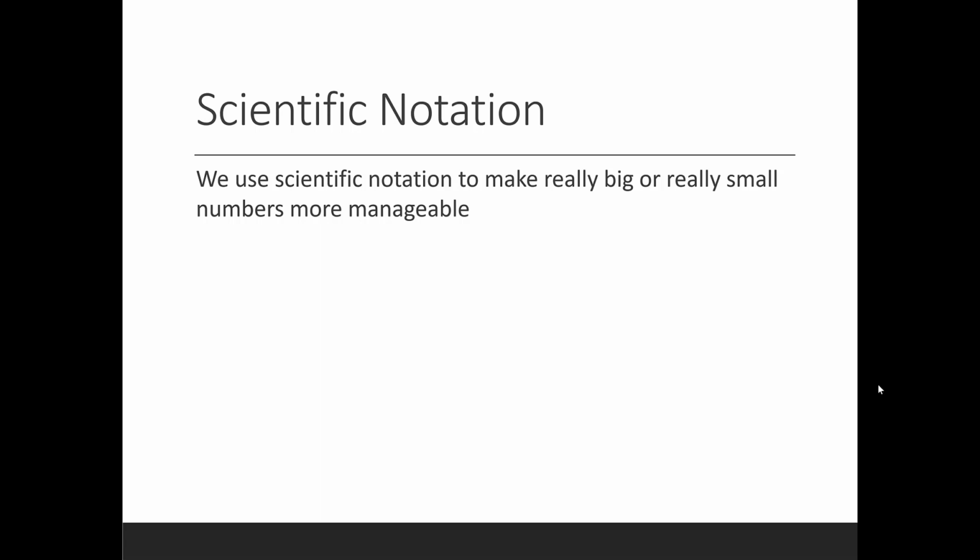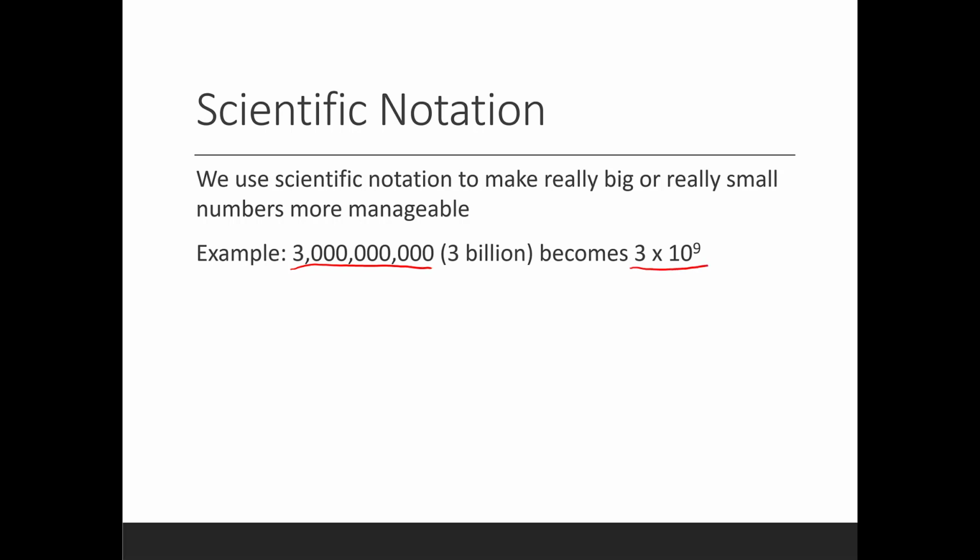Well, we use scientific notation to make really big or really small numbers more manageable. For example, 3 billion. This is a huge number. If I had to write this out every time I wanted to write the number 3 billion, I would get a little bit annoyed. But I can use scientific notation and condense all of those zeros into just this format right here. So there's 3 billion, right? The 3, and then there's 9 zeros. That's what that 9 there says. So I've got 3 billion.